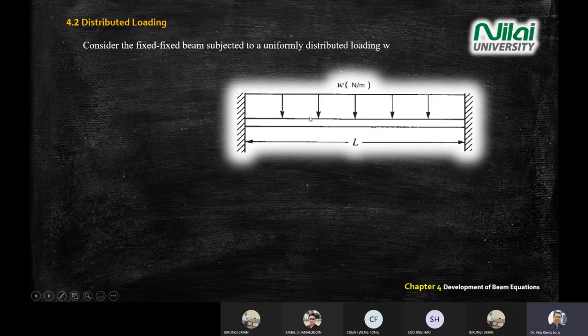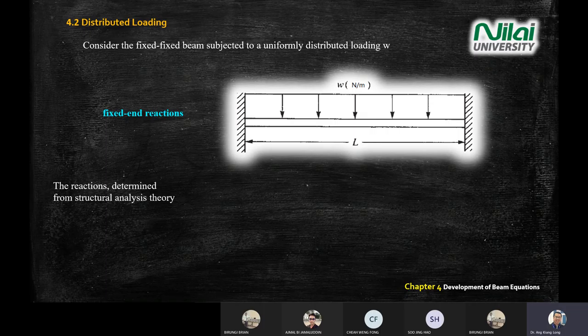Now, if you look at this system, you will start with a simple system where we consider a beam that is connected to a fixed wall at both ends, and then we have a uniform distributed load denoted by W. The unit is Newton per meter. I think you've seen this one before in your static and dynamic class.